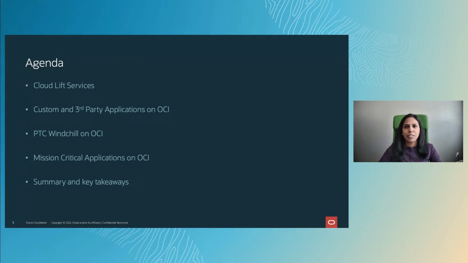The agenda for today would start with an overview of CloudLift services, followed by custom and third-party applications on OCI. We will then dive deep into the PTC Windchill architecture on-prem as well as on OCI and talk about the migration path. We will also look at a few other examples of migrating mission-critical applications to OCI. We will conclude with a summary and key takeaways.